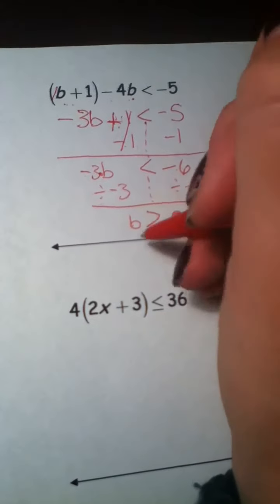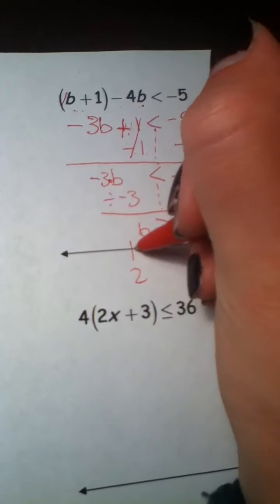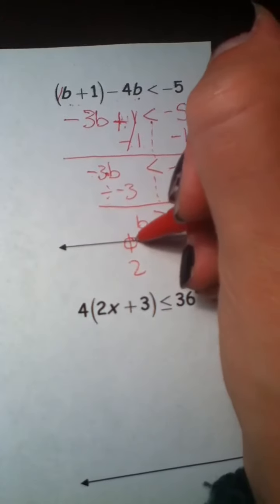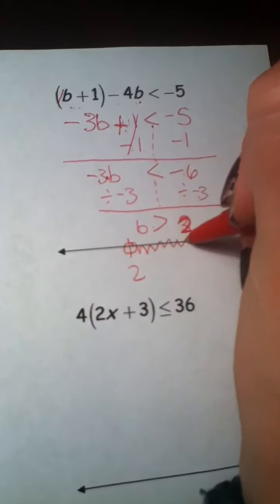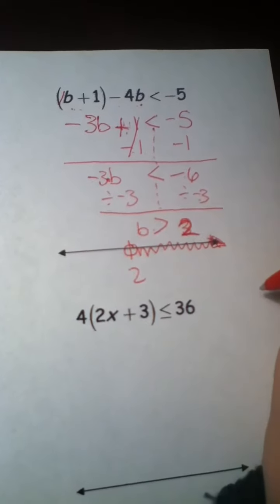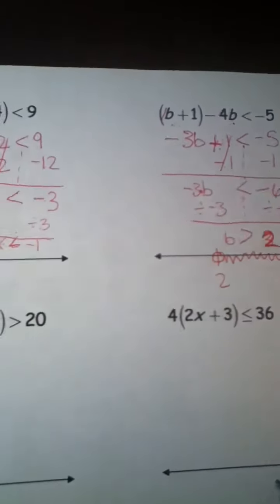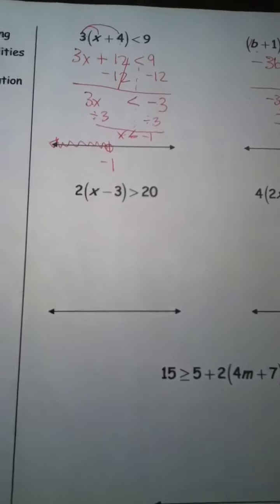Okay. So, put it on the number line. B needs to be greater than 2. Greater than. So, we need to move positive to infinity and beyond. Okay. Alright, next one. Moving on. Okay. Stay with me, guys.